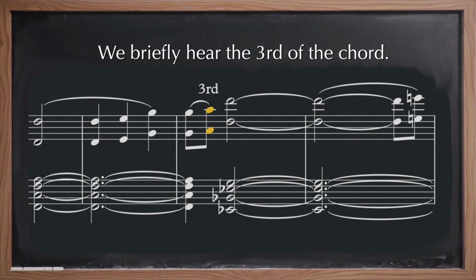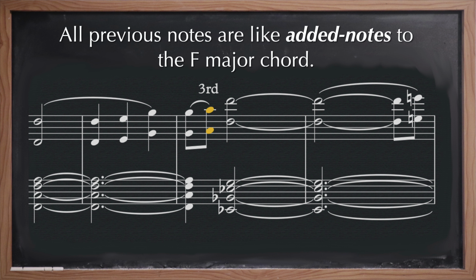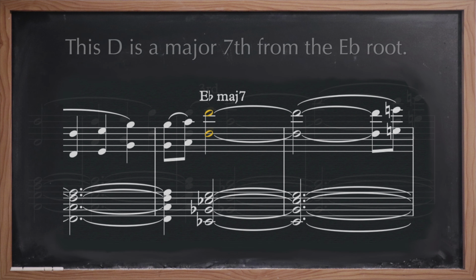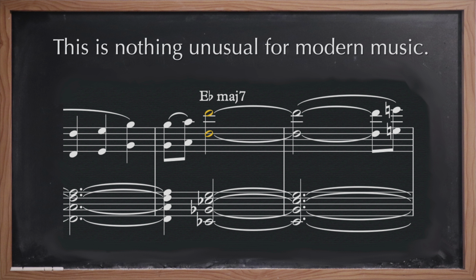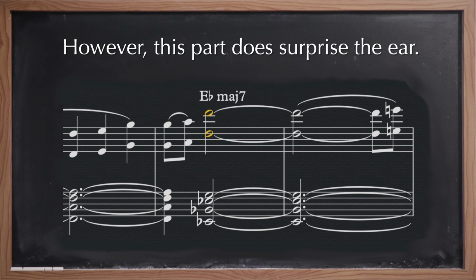Then we briefly hit the A, which is the first time we hear a note that is part of the F major chord. So basically up until this point, all of these notes are like added notes to the F major chord. When we finally reach this D in the violins, this is the major 7th of the E flat major chord below in the low strings. Now, there is nothing unusual about a major 7th dissonance in contemporary music.